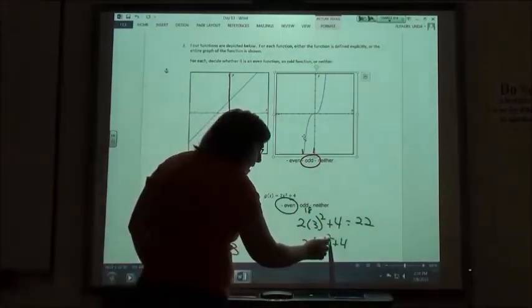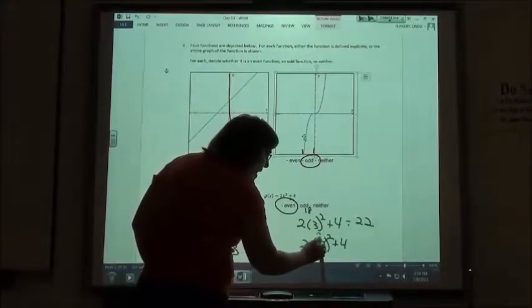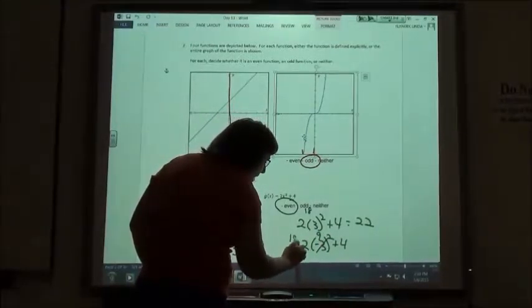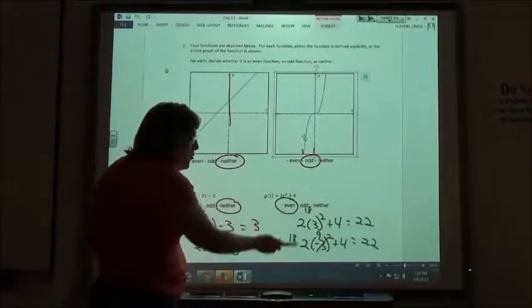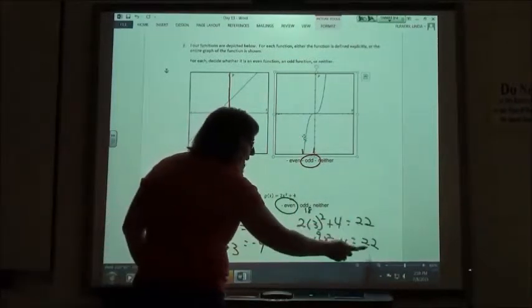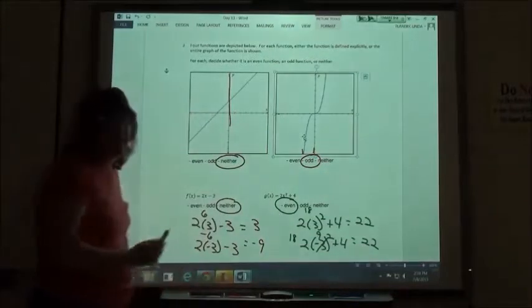Here, negative 3 squared is 9. 2 times 9 is 18, and 18 plus 4 is 22. So if I do my 3 and my negative 3, I get the exact same answer. I know it's an even function.